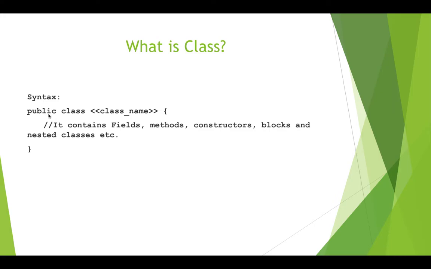This is the syntax. How do we create a class? We declare it like public, and then the class keyword. This is a keyword, and we should give it to create a class. And this place is the class name. We can declare any name. We can give your name or anything.